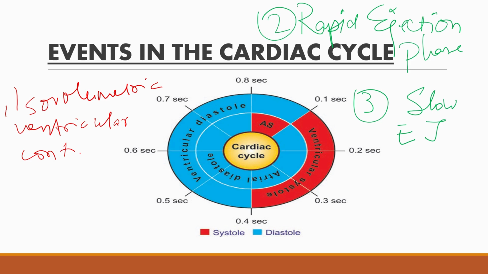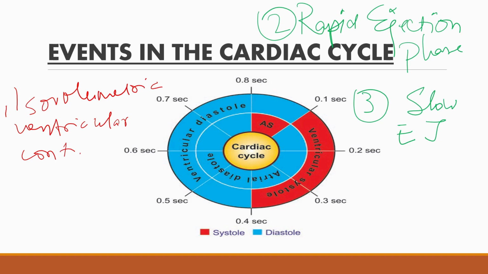Next, what we have is the slow ejection phase. What is the time duration? It is approximately 0.15 seconds. Here, the ventricular and arterial pressure starts falling as the blood is flowing away. Correct? I will show you one graph. Please include your graph in your answer.